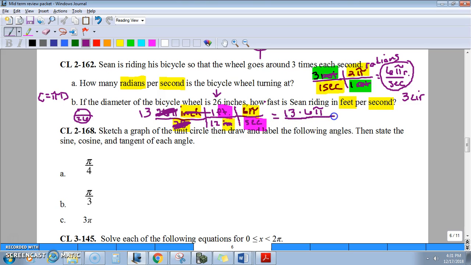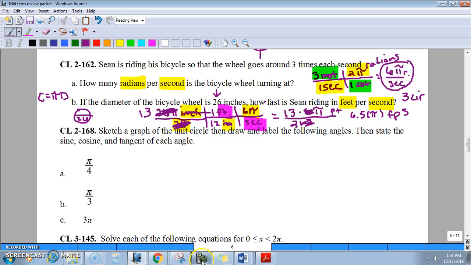And my denominator is going to be, and that's going to be my feet, 12 times 1 times 1, which is going to be 12, right? Let's see, I can cancel this out and make this 2, right? And 13 divided by 2 is what? Half of 13? 6.5? So I have 6.5 times pi, feet per second.